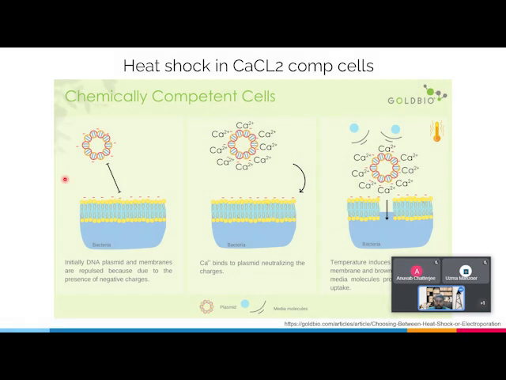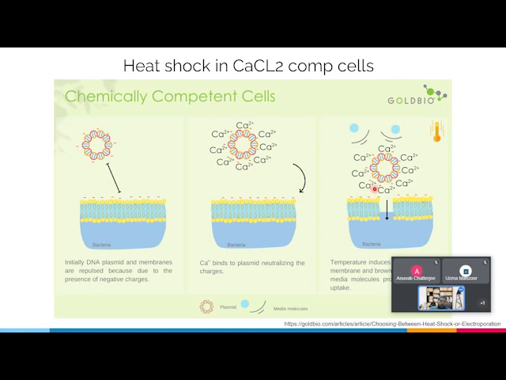Okay, so let us try and answer this. What is heat shock? Calcium chloride competent cells are also known as chemically competent cells. As we only just saw, initially DNA and plasmid and membranes are repulsive due to the presence of negative charges. So the plasmid and the cell membrane want to go far away from each other. But once calcium chloride treatment is done, calcium chloride coats the negative charges and neutralizes them. So this causes the plasmid to come close to the cell, but still the plasma membrane does not allow the DNA to go in. So what we do is that we give it a heat shock.